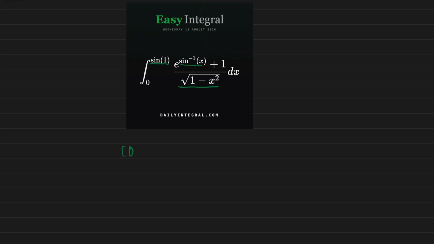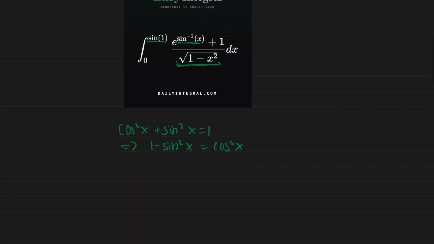We know that cosine squared x plus sine squared x equals 1, and this implies that 1 minus sine squared x is equal to cosine squared x. So if we make x equal to sine of t, then we can simplify this bottom part as well as this top part here. So let's try to do that. So we'll have x to be sine, let's say theta.